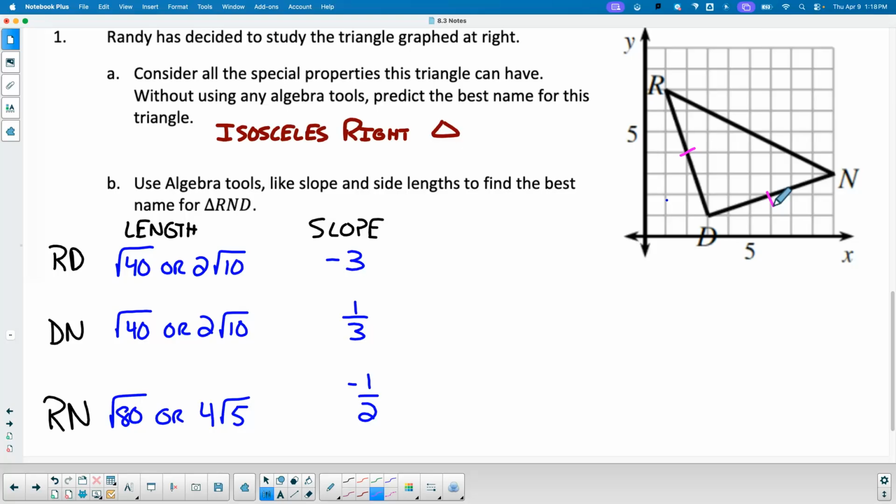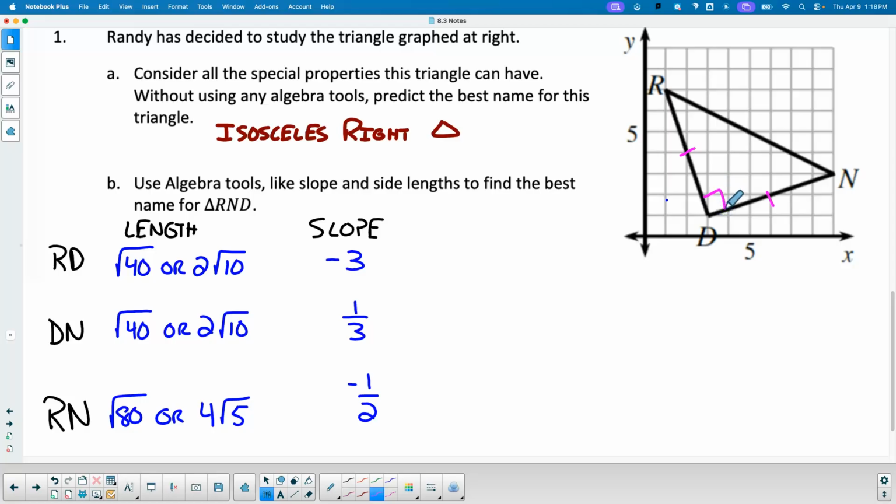And how do we know that they're perpendicular? Opposite, is that what you're saying? Yep. They have opposite reciprocal slopes. So that makes this a right angle in there. And so yes, we have that.